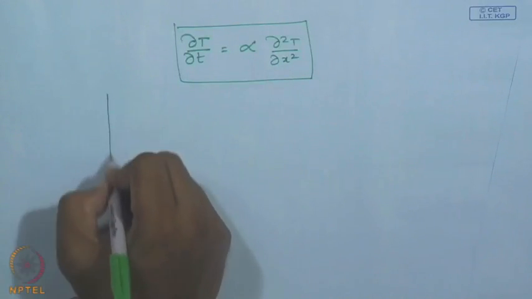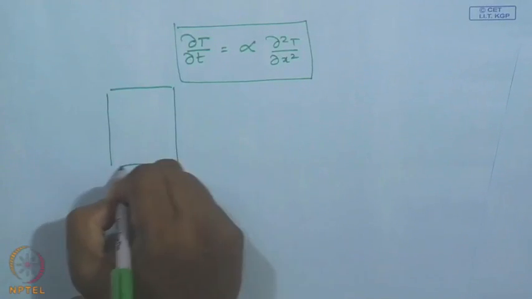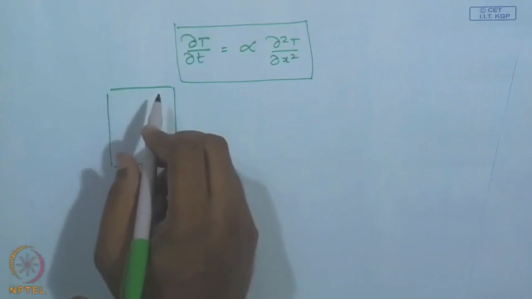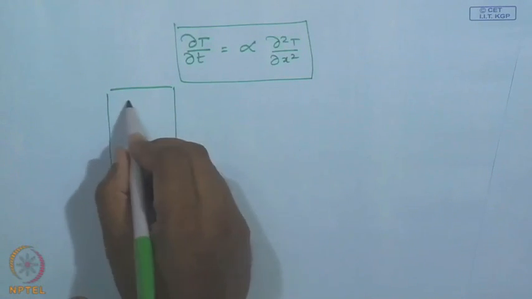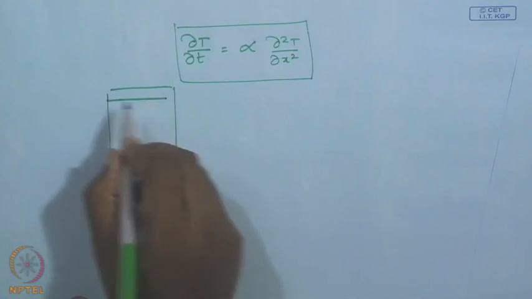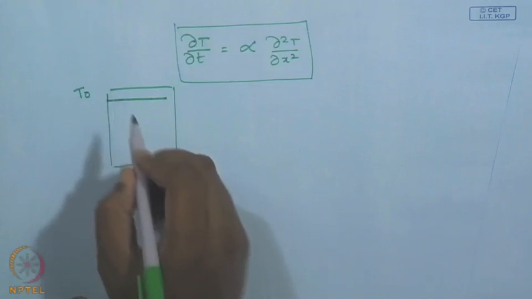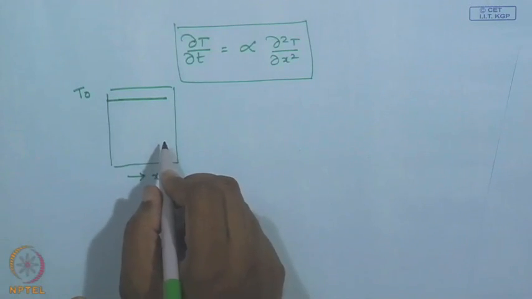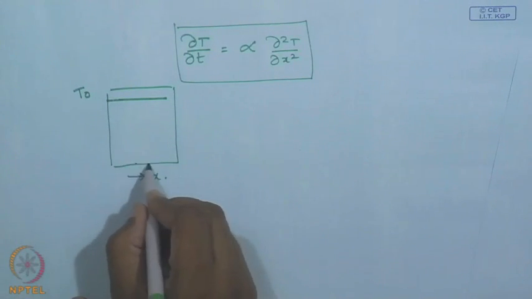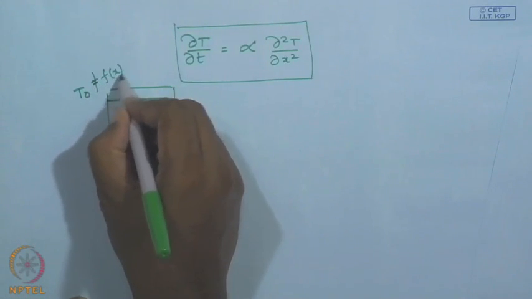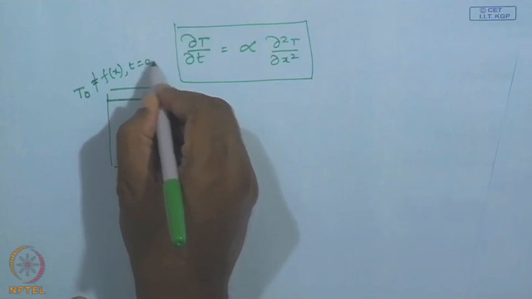So let's say we have a solid object where this is the x direction, and then what we need to have is the constant initial temperature T0 at time t equal to 0 for all values of x. So T0 is not a function of x, and it's at time t equal to 0.